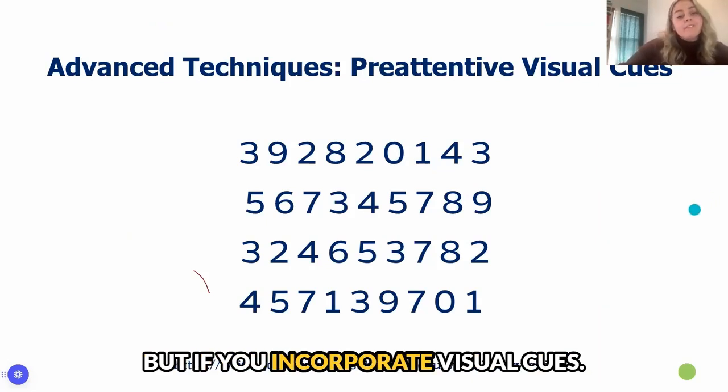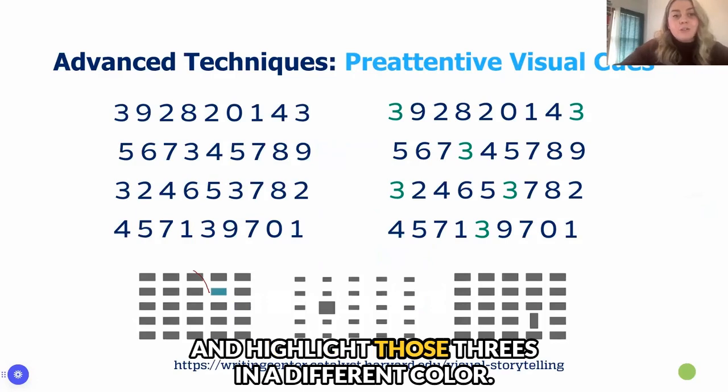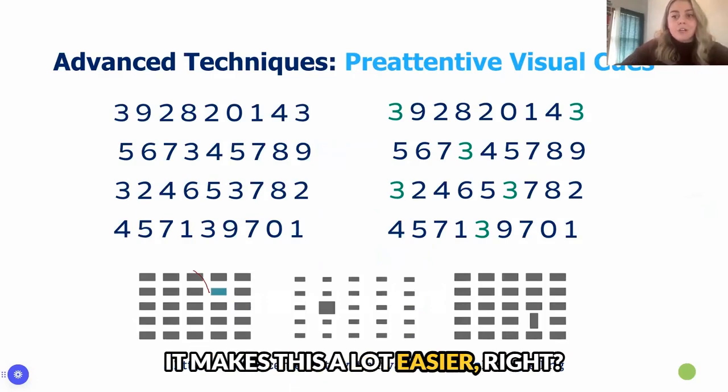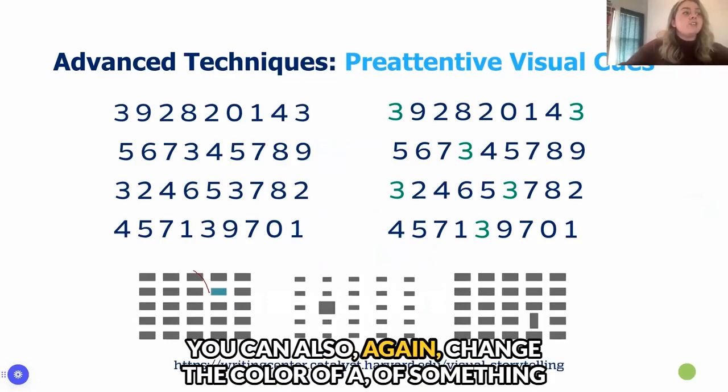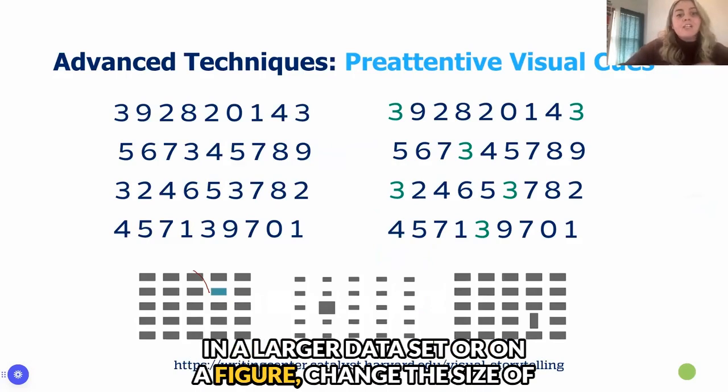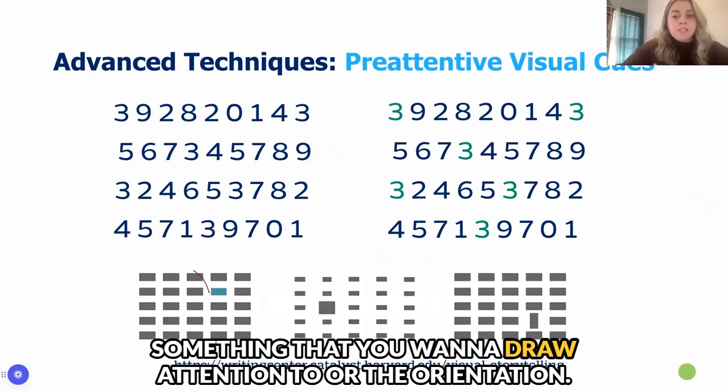But if you incorporate visual cues, and highlight those threes in a different color, it makes this a lot easier, right? You can also, again, change the color of something in a larger data set or on a figure, change the size of something that you want to draw attention to, or the orientation.